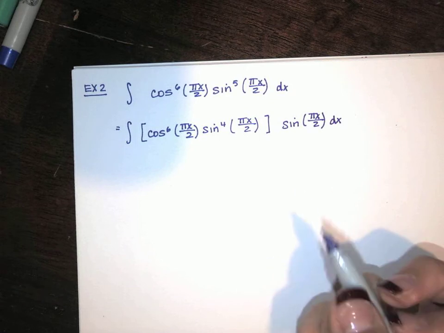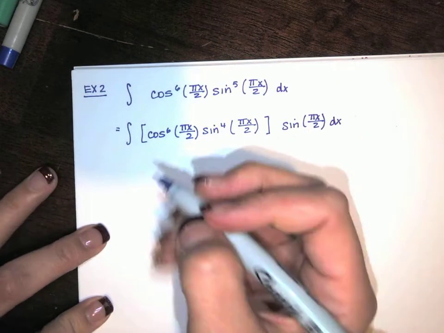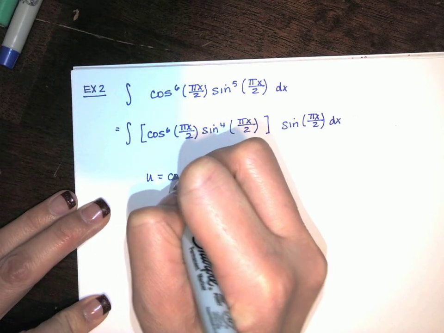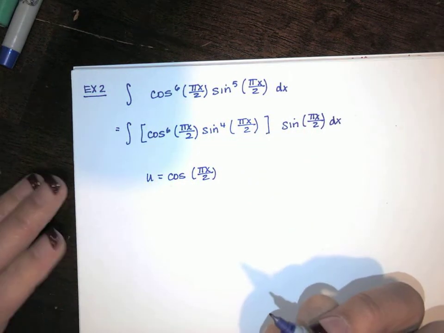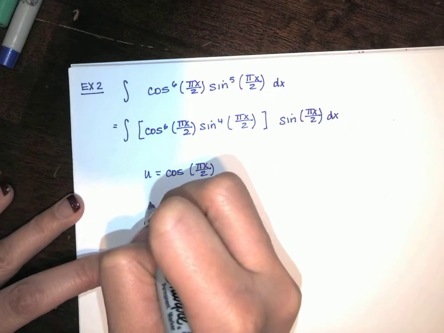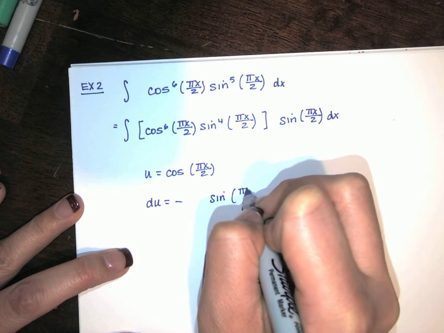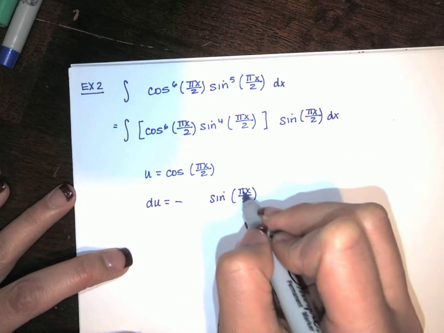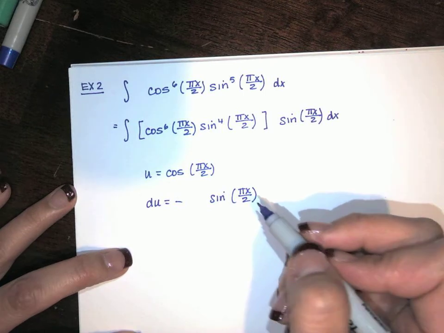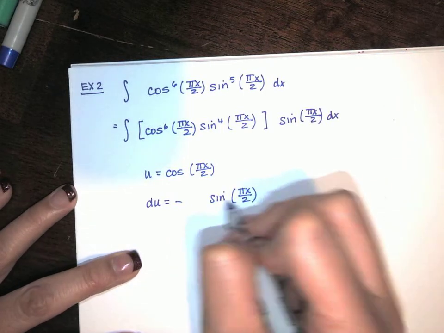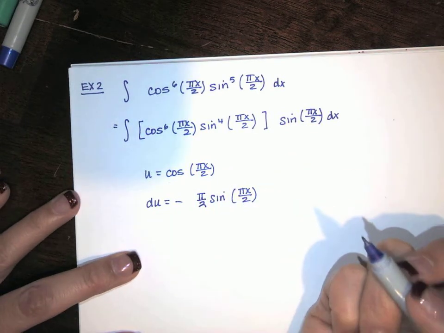You also have your guidelines. It says if the power of sine is odd and positive, save a sine for du and let u equal cosine of kx. And then you want to compute du, of course. Derivative of cosine is negative sine. The k that's multiplying our x is pi over 2. When I take the derivative of that, I have to multiply by that k, multiply by the derivative of the inside by the chain rule.